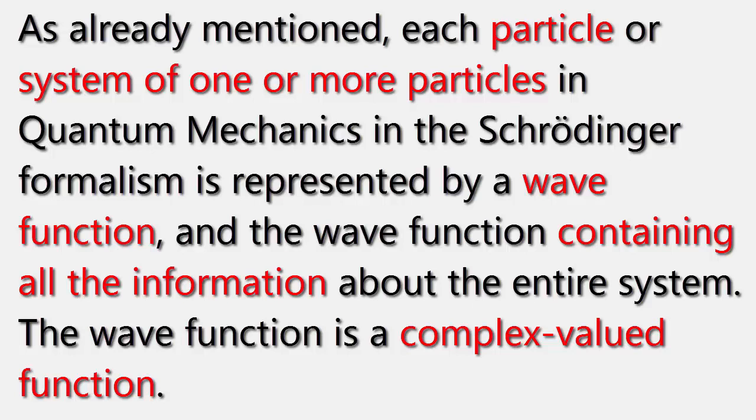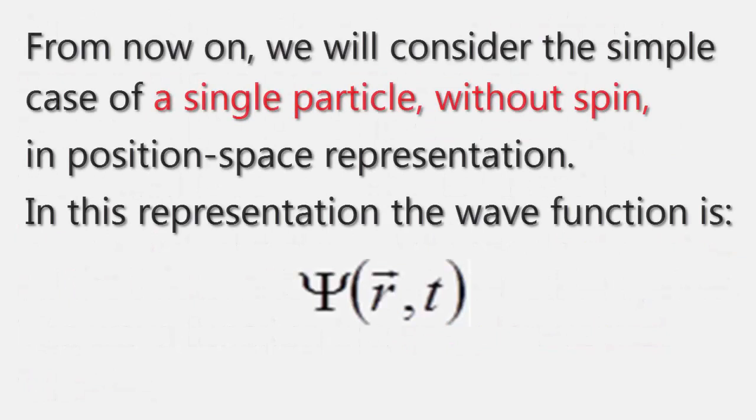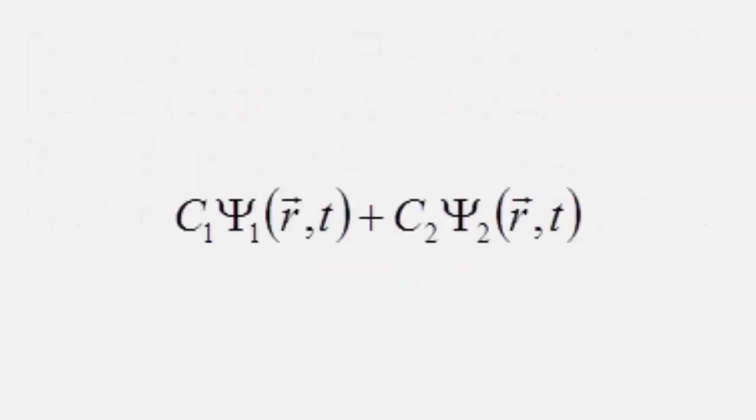represented by a wave function, and the wave function contains all the information about the entire system. The wave function is a complex-valued function. From now on, we will consider the simple case of a single particle, without spin, in position space representation. In this representation the wave function is ψ(r, t).